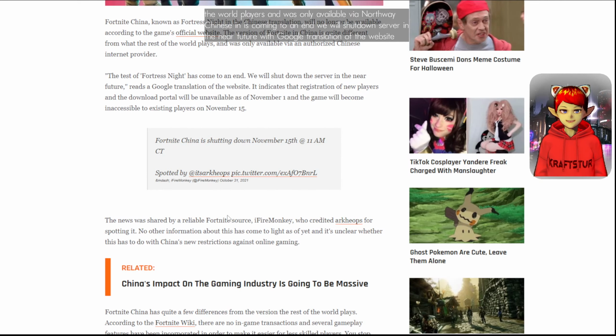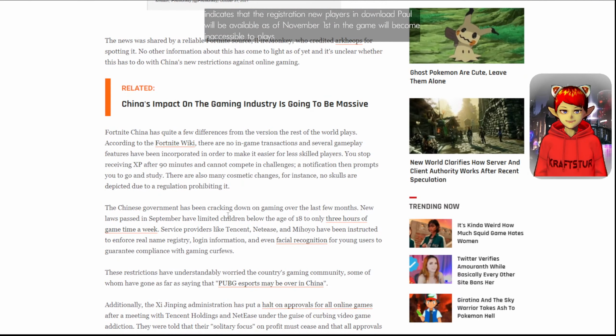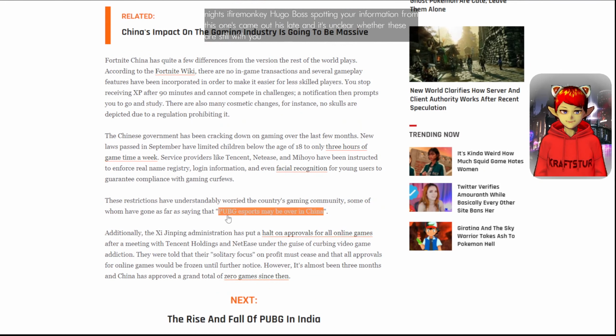It indicates that the registration of new players and download portal will be unavailable as of November 1st, and the game will become inaccessible to players on November 15th. These were shared by a reliable Fortnite source, iFireMonkey, who credited Archeops for spotting it. No other information has come out yet, and it's unclear whether this has to do with new restrictions or what.